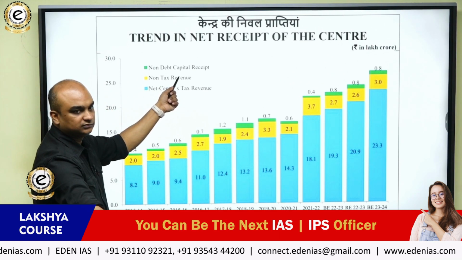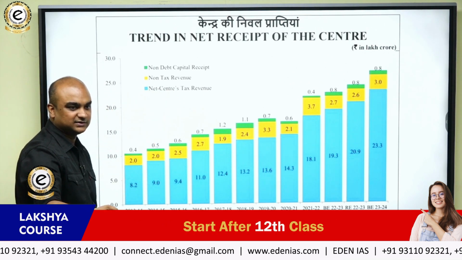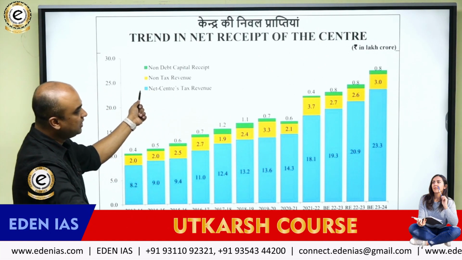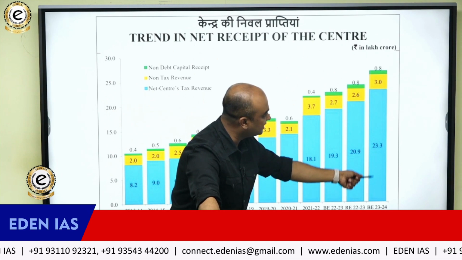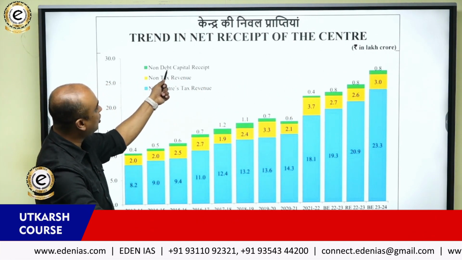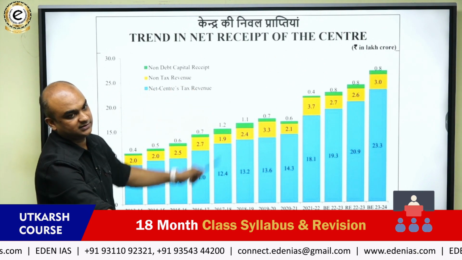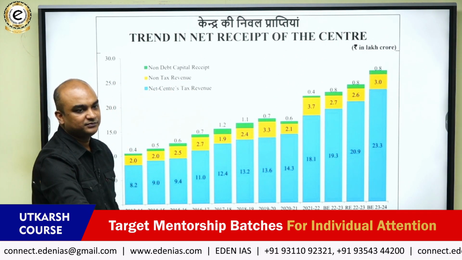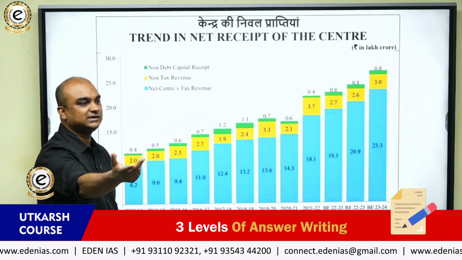Non-tax revenue, it means user charges, fees, fines, etc. And net centers tax revenue, this is by blue. So you see the biggest share is tax, then after that this is non-tax, and then non-debt capital receipt. Non-debt capital receipt हमको बढ़ाना है, ठीक है, क्योंकि उसमें क्या हो सकता है, non-debt capital receipt like FDI.